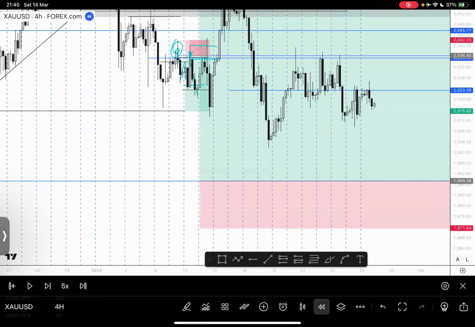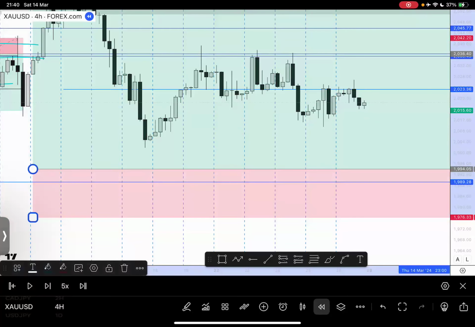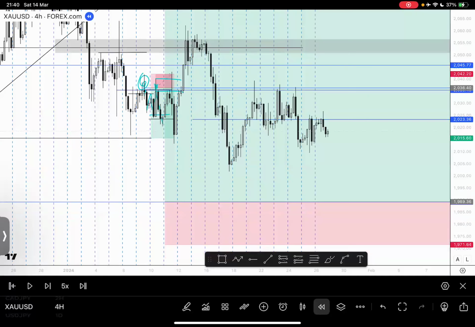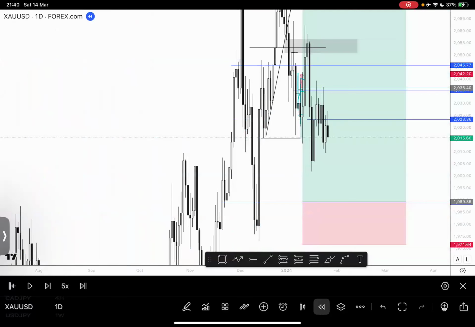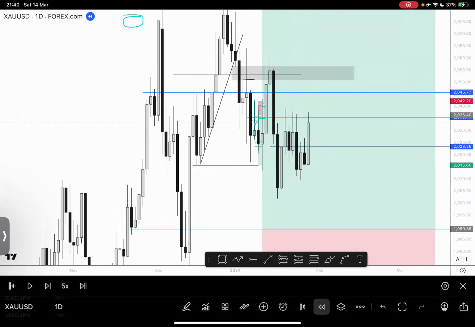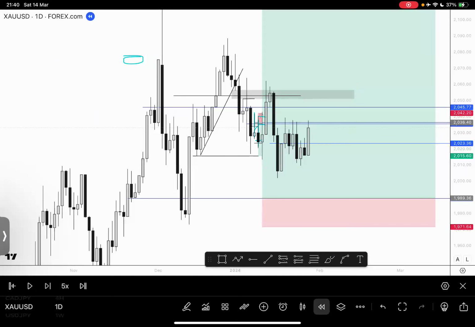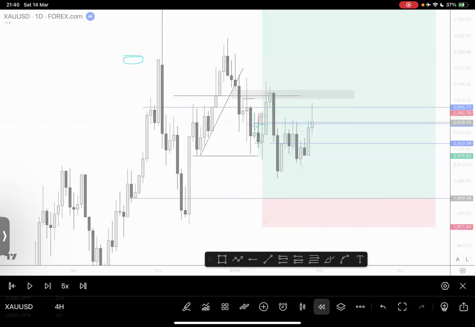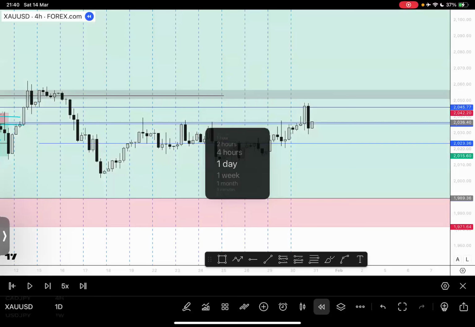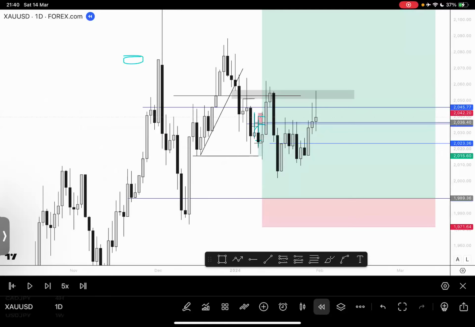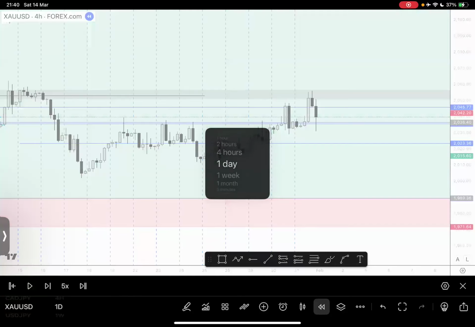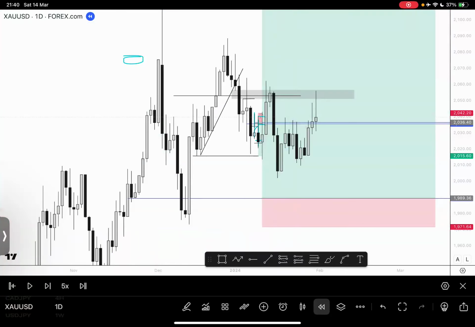Okay, there was no 4-hour confirmation on this one. There was no 4-hour break on that one, so it's not expected. Let's continue. Rejection from that level. No 4-hour breakouts. Let's see the 4 hours again. No 4-hour breakouts. Back to the daily. What day are we on now? Wednesday, okay.